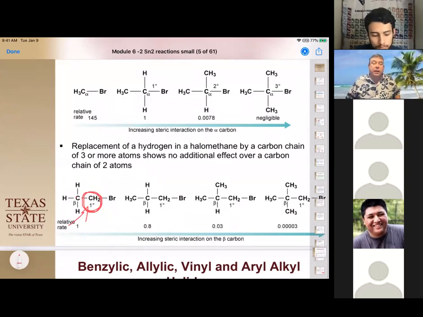So if we add another carbon to this, this whole group right here has just doubled in size. And that's going to decrease the rate by about 20%.